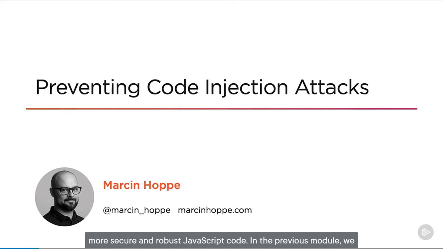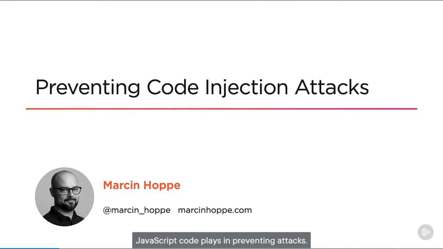In this course I will teach you how to write more secure and robust JavaScript code. In the previous module, we introduced the basic notions of web security and explained the role JavaScript code plays in preventing attacks. We also demonstrated how the JavaScript dynamic type system may lead to sensitive data leaks. In this module, we will focus on code injection vulnerabilities. We will see how to find them in our code. We will demonstrate how they allow attackers to execute arbitrary code within our applications. And lastly, we will learn how to fix those types of bugs.